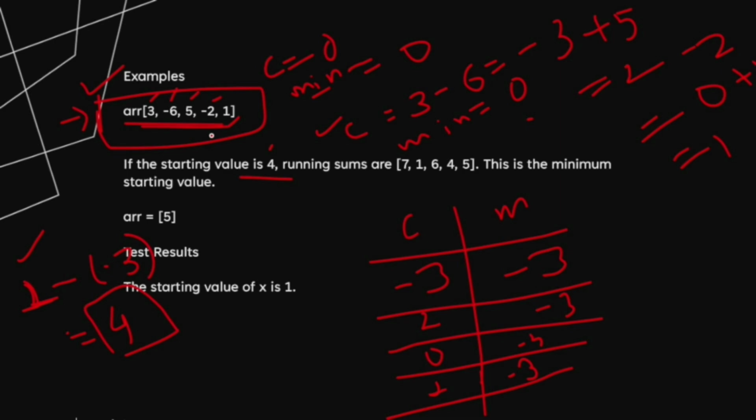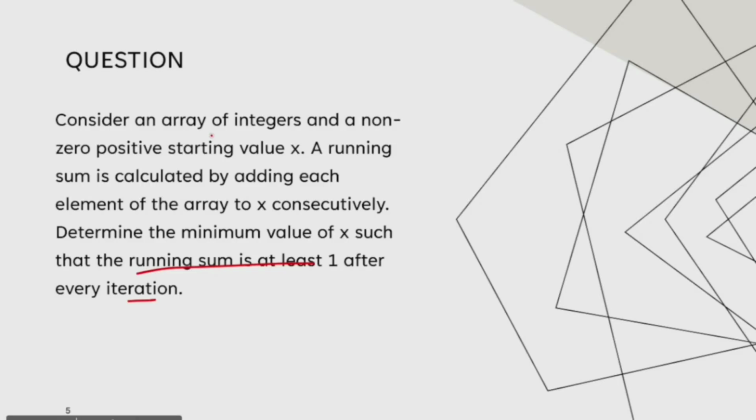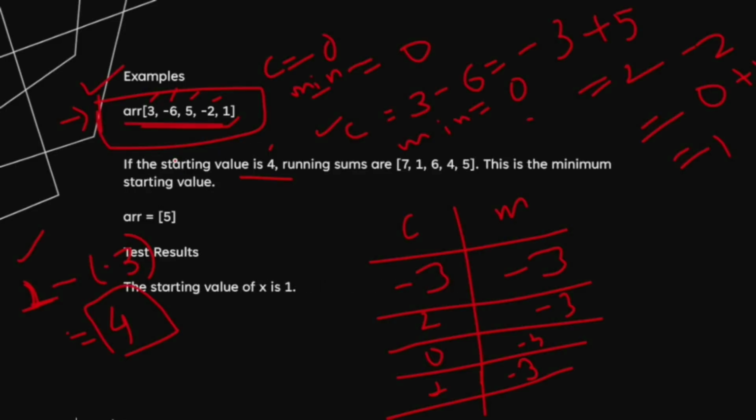In the same way, this is the array given to you. You have to find out the minimum sum. This is the minimum value you can get. It may be possible that your minimum value is only 1, although in every sum you have to maintain 1. But your total minimum sum is also 1, and still your x value is 1 only. Why? Because your x value should be a non-zero positive starting value, so your x value should be greater than or equal to 1.